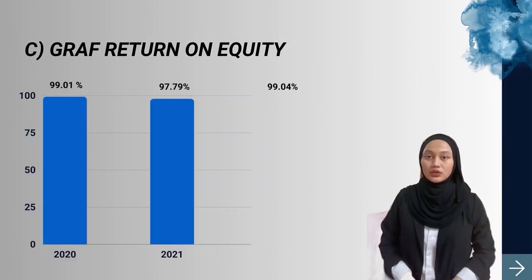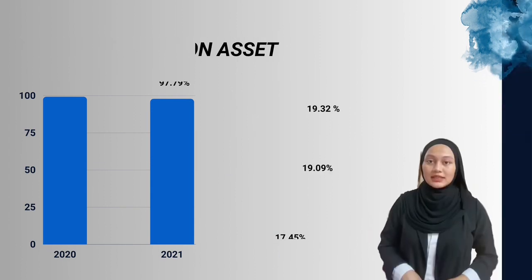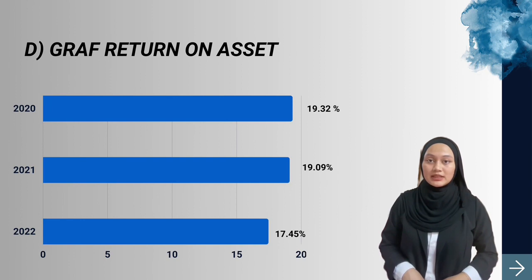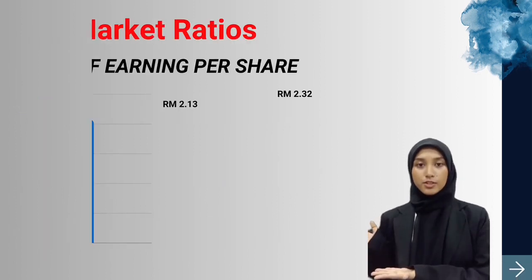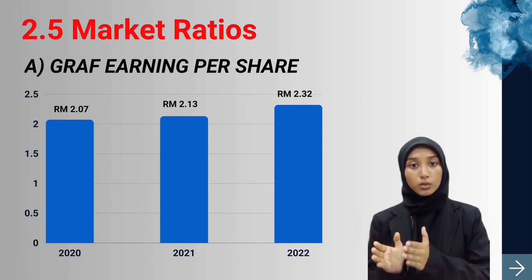Return on equity in 2020 is higher than 2021, which is 99.21% for 2020 and 97.79% for 2021. Then in 2022, it increased from 2021, which is 99.04%. The last type of profitability ratio is return on assets. Their ROA decreased from 2020 to 2021, which is 19.32% to 17.45%.